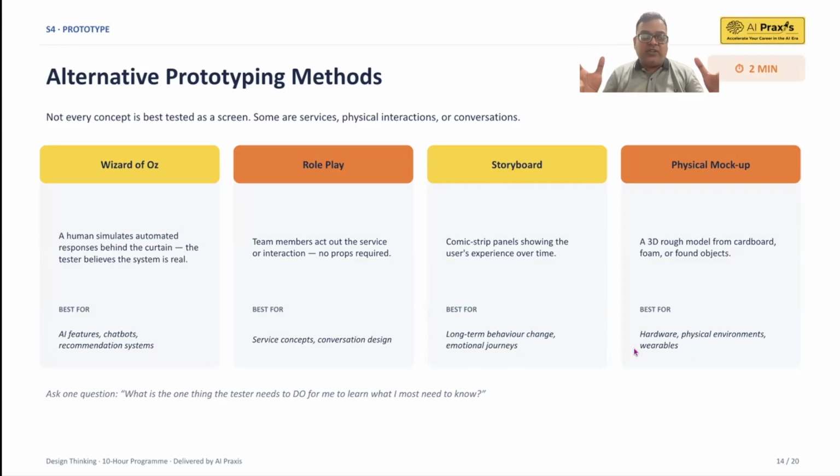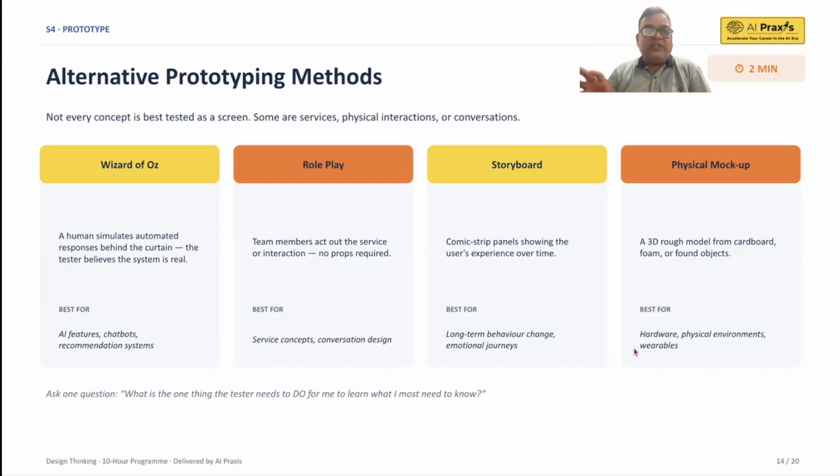The third one is a storyboard. Think of it as a comic strip, right? That shows the user's journey over time. It's particularly useful when you're testing long-term behavior or emotional experiences rather than a single interaction. And the fourth one is the physical mock-up. Like you can use cardboard, paper, foam. Right, you have 3D printers today, in fact, to show how the actual product would look. Right, or any available material to build a rough model. And this works well for wearables, hardware products, or physical spaces where users need to touch and experience the idea.